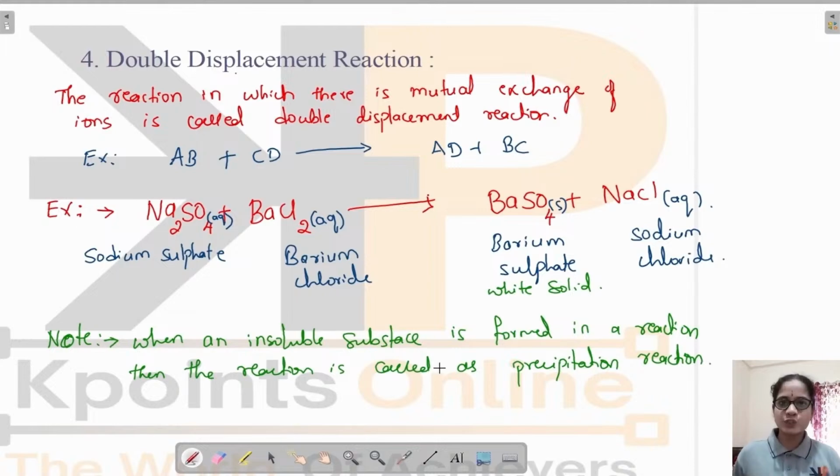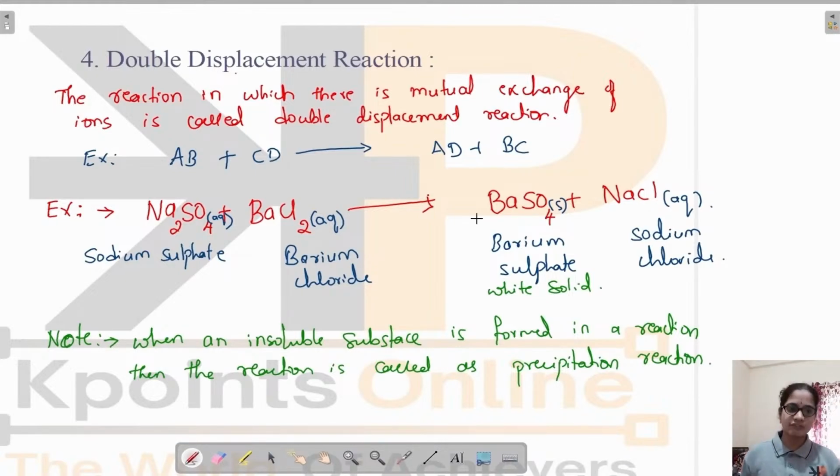Okay, this may also be asked in the way that what is the solid substance that is formed when sodium sulfate and barium chloride are reacted, and it may also be asked that if this equation is given and you have to identify what is the type of reaction, then you need to remember both. It is a double displacement reaction and also a precipitate reaction. The insoluble product that is formed in a reaction mixture is called a precipitate.